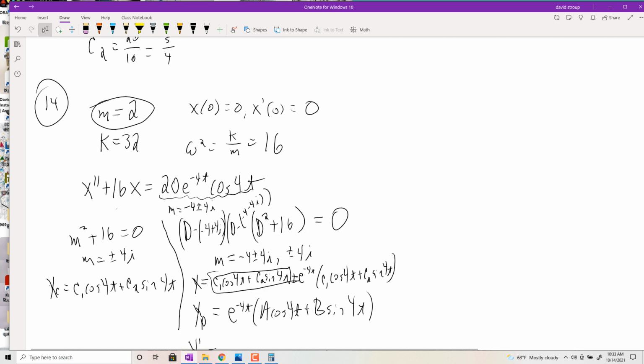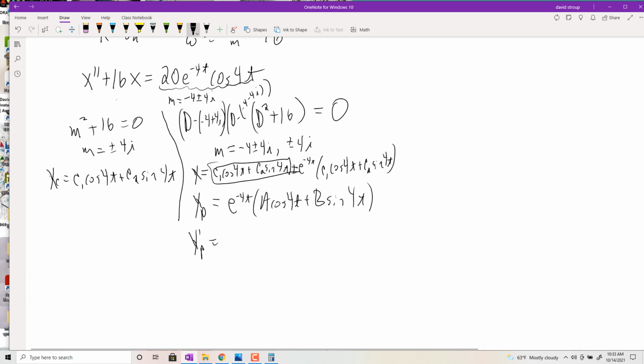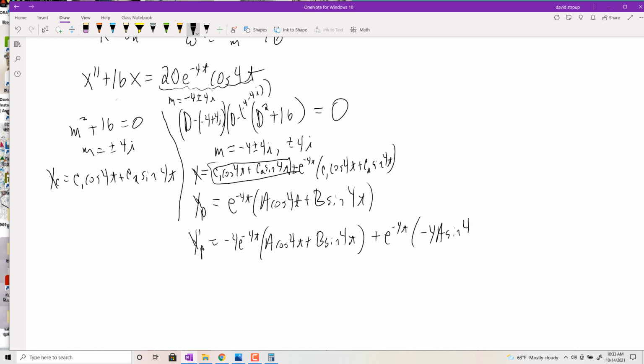Okay. Alrighty then. So let's get the first derivative. I need to go to the second derivative though eventually. I'll take the derivative of e to the negative 4t first. So negative 4 e to the negative 4t times this stuff. Then leave e to the negative 4t alone and take the derivative of the a cosine 4t plus b sine 4t. Then get the derivative of that. So now there's going to be 8 terms.